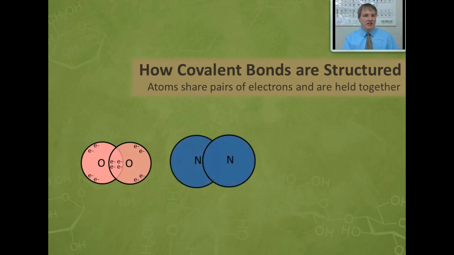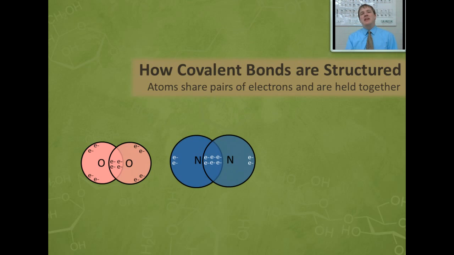Another element that does this is nitrogen, except nitrogen shares 3 pairs of electrons between 2 atoms because each nitrogen atom naturally has 5, not stable. But when it shares 3 pairs with the other unshared pair of electrons that each nitrogen atom has, there's a total of 8 electrons around each nitrogen atom.